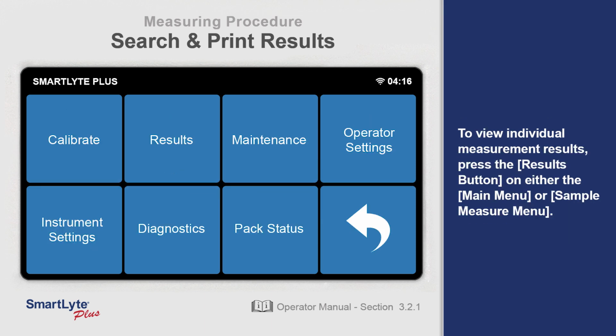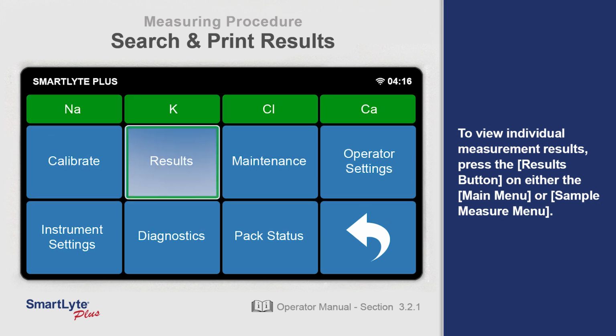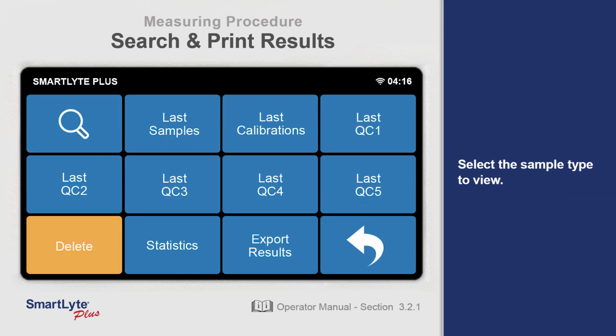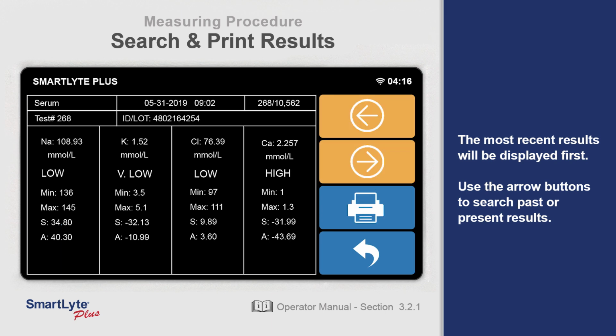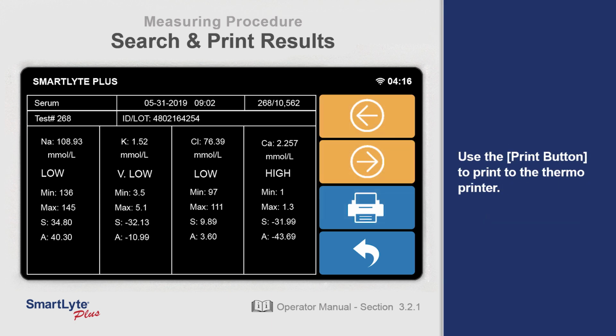To view individual measurement results, press the Results button in either the main menu or Sample Measurement menu. Select the sample type to view. The most recent result will be displayed first. Use the arrow buttons to access the different sample results. Press the Print button to print to the thermal printer.